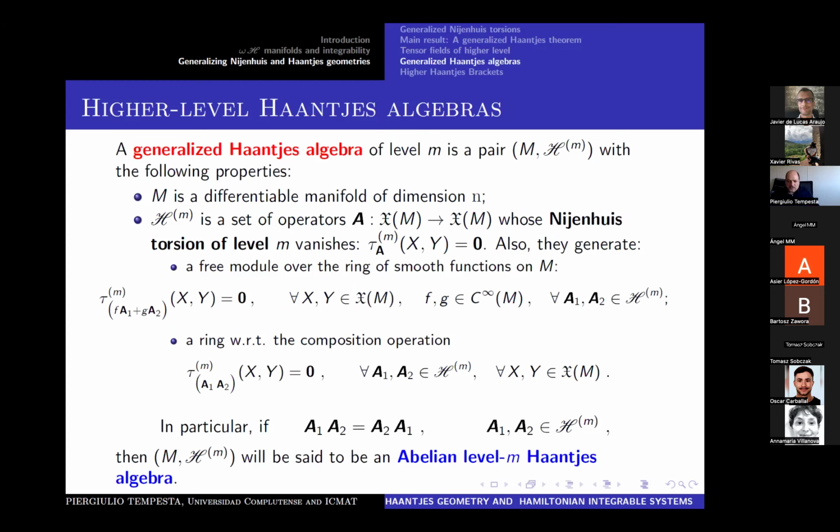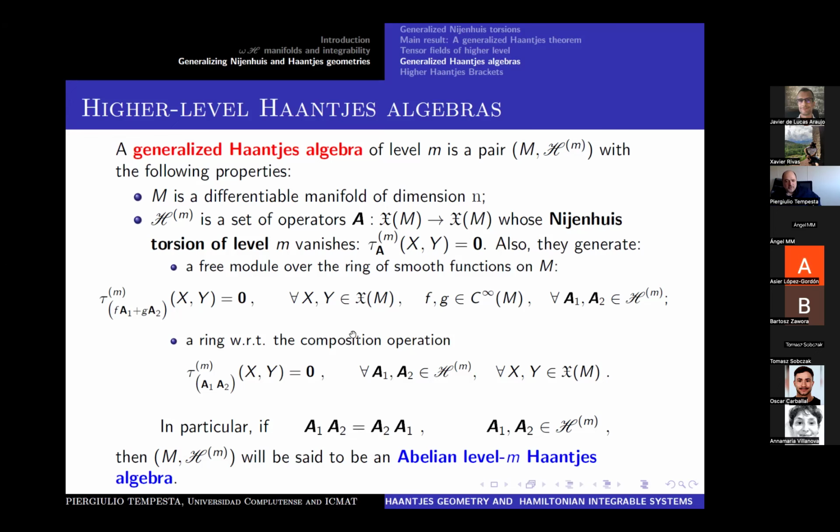So now we have algebras where the operators satisfy this higher level torsion vanishing. Then, of course, Nijenhuis algebras and Haantjes algebras are just the first 2 levels. Let me tell you that with the Nijenhuis operators, you can find an algebra only with constant coefficients, not by multiplying by functions. And this gives immediately Haantjes operators.